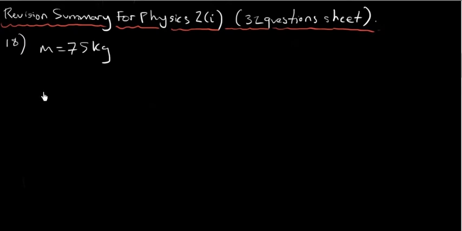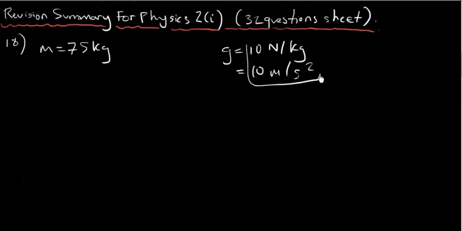So g is 10 newtons per kilogram, which is the same thing as 10 meters per second squared. When you see g like this equals 10 newtons per kilogram, don't worry, it's exactly the same thing as 10 meters per second squared. This one talks about the gravitational field force, which is how many newtons each kilogram feels, and the other one talks about the acceleration, but they're both equivalent. We'll talk a bit more about that next year.